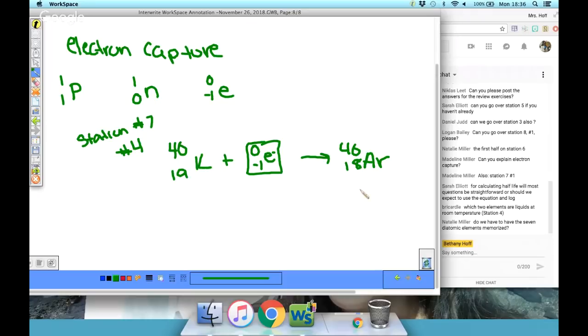You do want to know those 7 diatomic elements. Remember, on the periodic table, they look like they form a 7. So we have hydrogen, nitrogen, oxygen, fluorine, chlorine, bromine, and iodine. So you definitely want to know those.